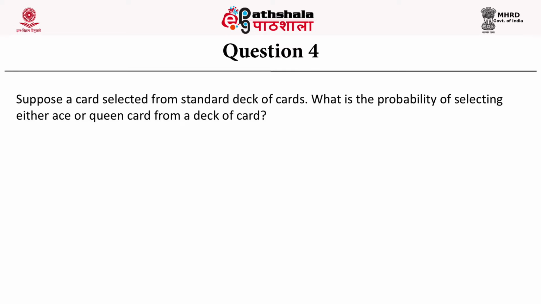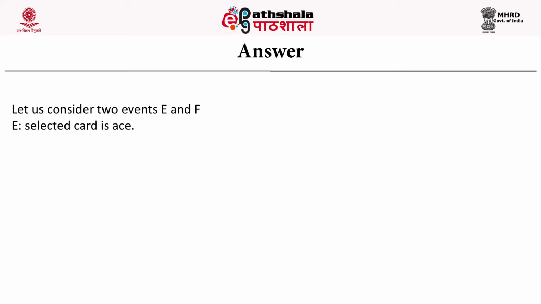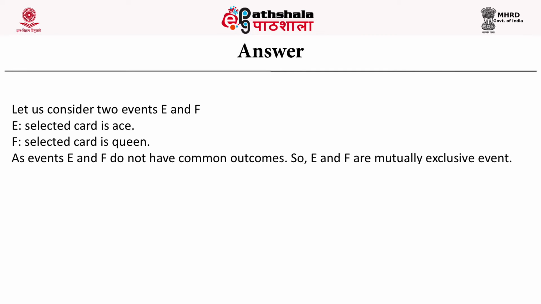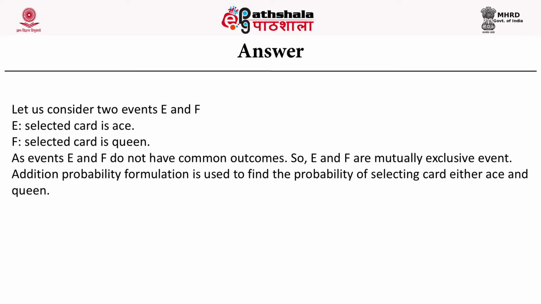Suppose a card is selected from a standard deck of cards, what is the probability of selecting either an ace or queen card from a deck of cards? Let us consider two events E and F. E represents the selected card is an ace and F represents the selected card is a queen. As events E and F do not have common outcomes, E and F are mutually exclusive events. The addition probability formulation is used to find the probability of selecting a card that is either an ace or queen.